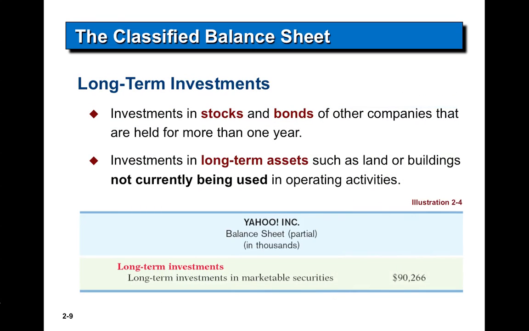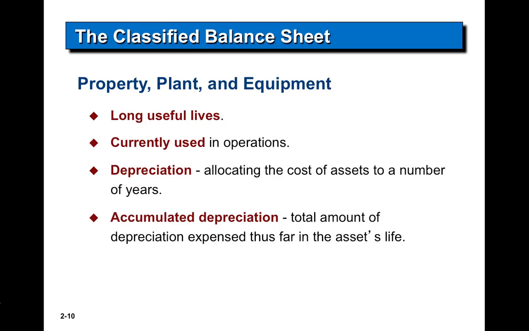Long-term investments are generally 1. Investments in stocks and bonds of other corporations that are held for more than 1 year, and 2. Long-term assets such as land or buildings that a company is not currently using in its operations. It's an example of Yahoo's. Property, plant, and equipment are assets with relatively long useful lives that are currently used in operating the business. This category includes land, buildings, equipment, delivery vehicles, and furniture.